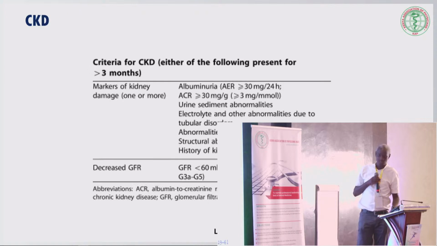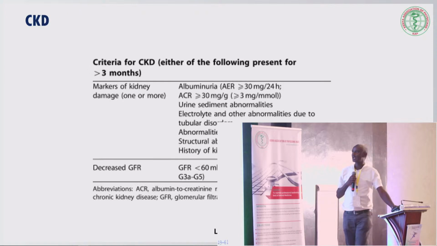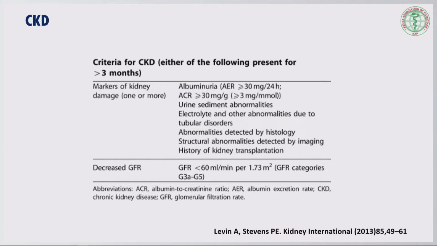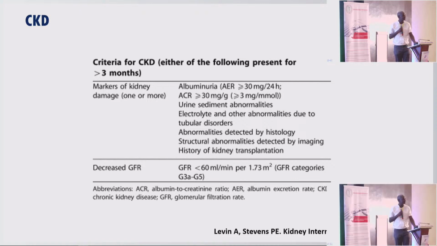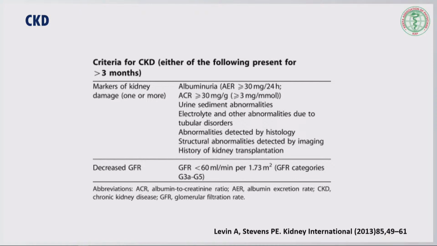As most of you know, CKD is the presence of kidney damage that has lasted for at least 3 months. And the kidney damage can be in various forms: albuminuria, urine abnormalities, histological changes. So any patient who has any of that for more than 3 months is a CKD patient. And this includes patients who have already received a kidney transplant.